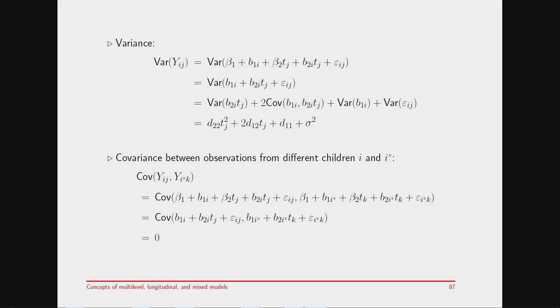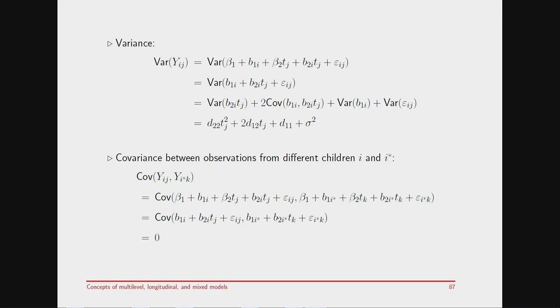If you use a random intercepts model, you automatically assume constant variability. If you use a model with random intercepts and random time effects, like what we had here, you then automatically assume a quadratic function over time for your variance, which may or may not be realistic. We will have to check that.